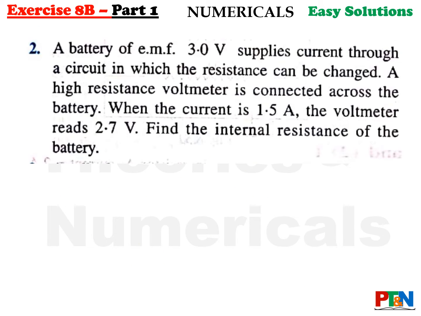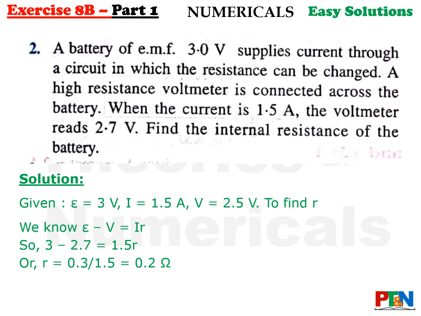Next numerical. A battery of EMF 3 volts supplies current through a circuit in which the resistance can be changed. A high resistance voltmeter is connected across the battery. When the current is 1.5 ampere, the voltmeter reads 2.7 volt. Find the internal resistance of the battery. Let's see the solution.